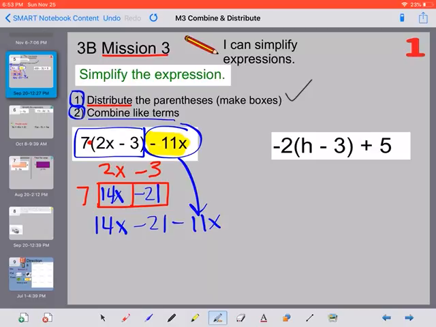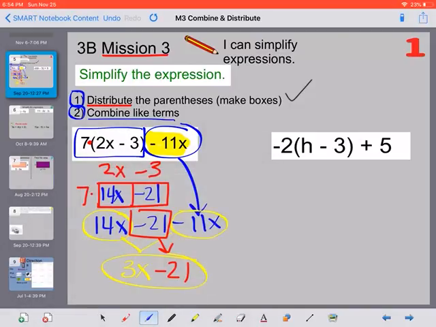And I can see that we have right here, this term has an x and this term has an x. So 14x minus 11x, 14 take away 11 because it's a negative, it gives me 3x. And then just this piece here, minus 21. So again, I distributed, multiplied 7 by 2 and by negative 3. Then I combined my like terms. So this is my answer, 3x minus 21. Let's take a look at another problem.